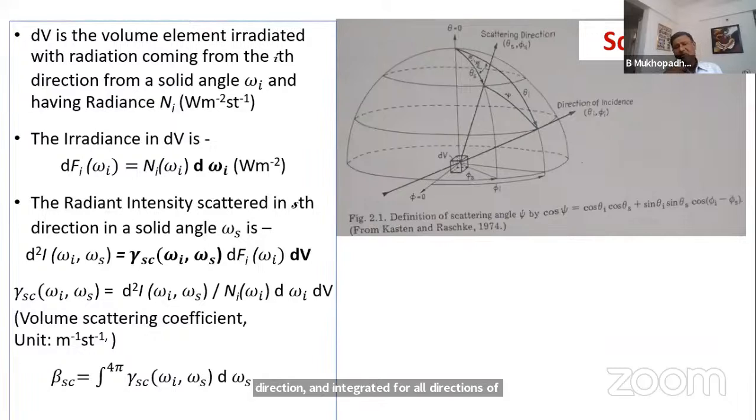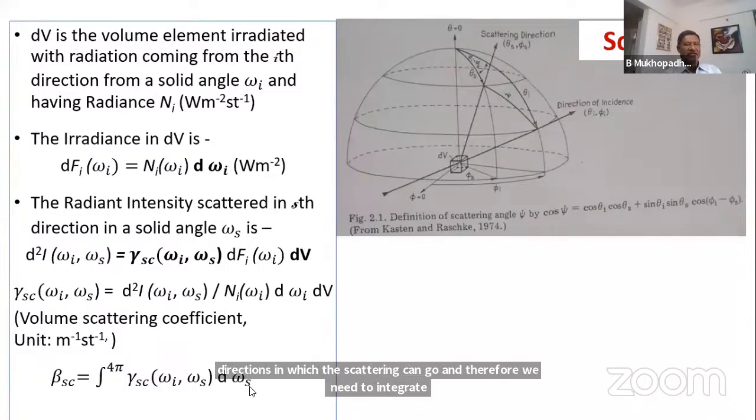But the scattering can happen in all 4 pi directions. So you have to integrate it from 0 to 4 pi. Remember that directions in solid geometry are given in terms of 4 pi when the integral is around a sphere. We have done this earlier also. And therefore, 4 pi radians define the entire set of directions in which the scattering can go. And therefore, we need to integrate it in all possible scattering directions.